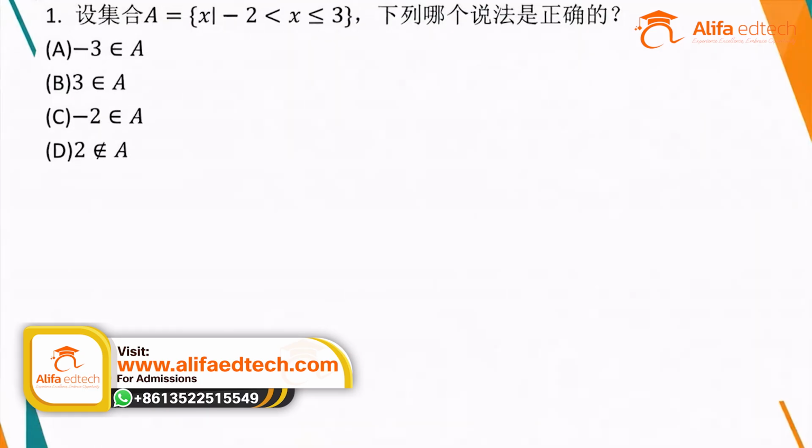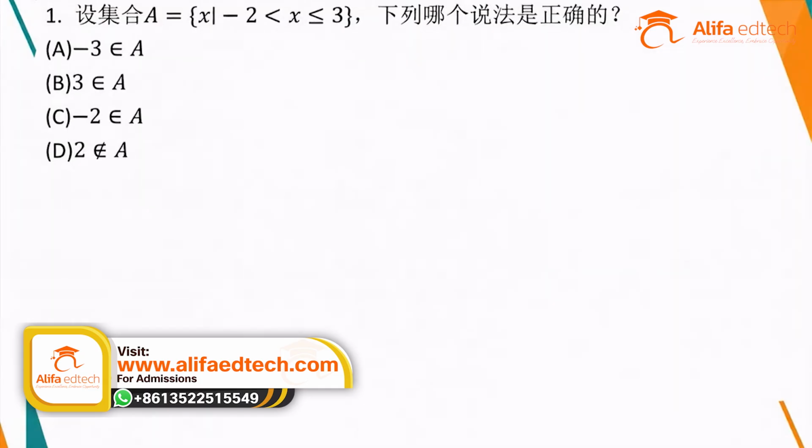Option D claims that 2 is not an element of set A. The symbol in question here means is not an element of. However, the number 2 clearly lies between -2 and 3, and it fully satisfies the condition of being greater than -2 and less than or equal to 3. Thus, 2 actually belongs to set A, which means the assertion in option D that 2 is not an element of A is false.